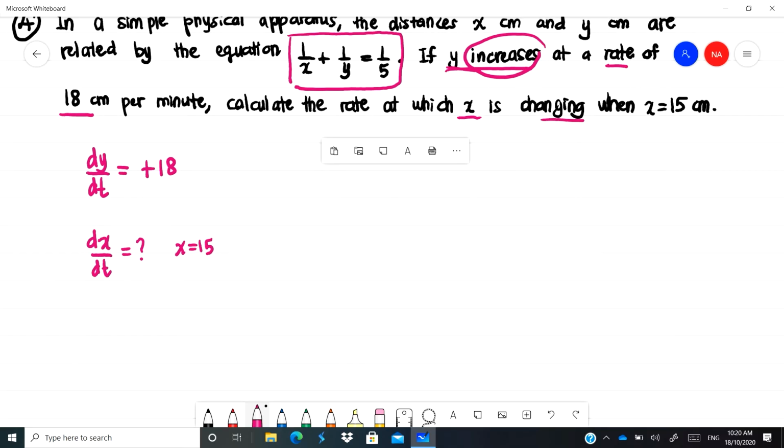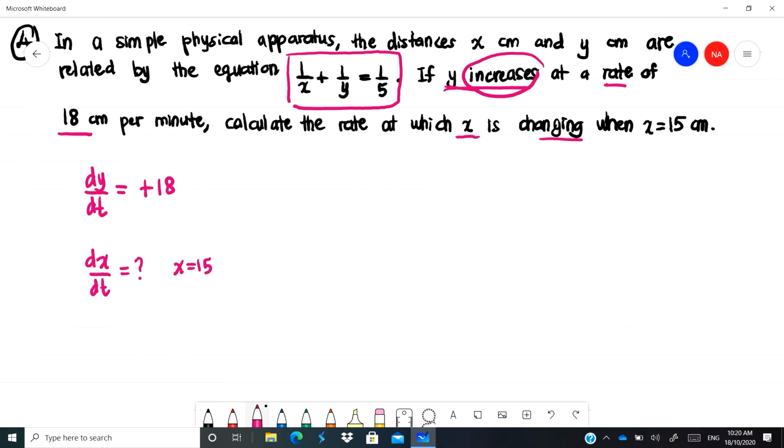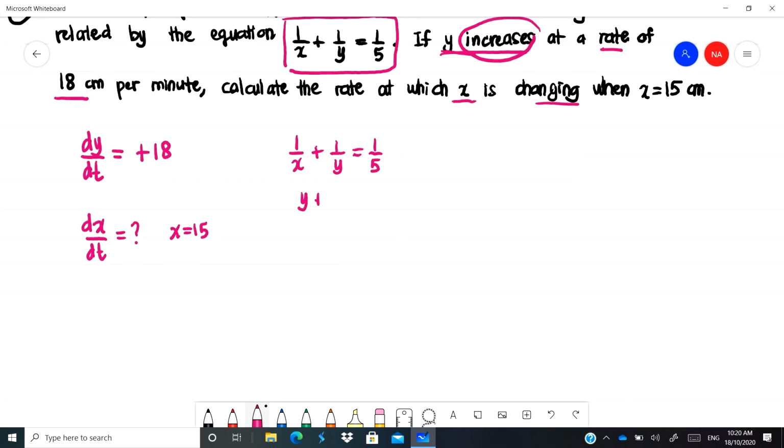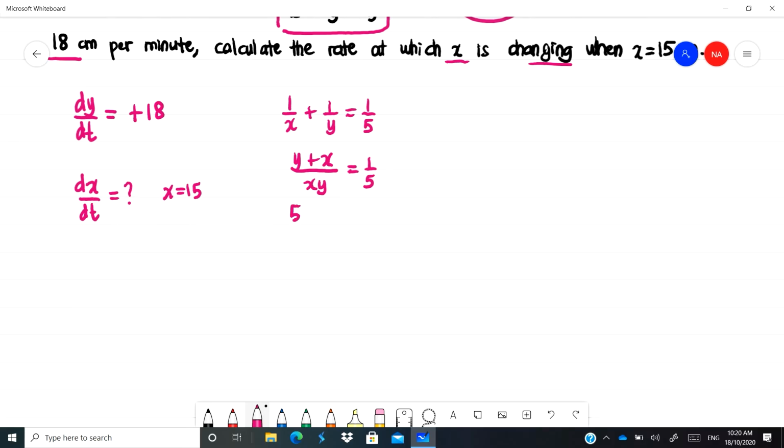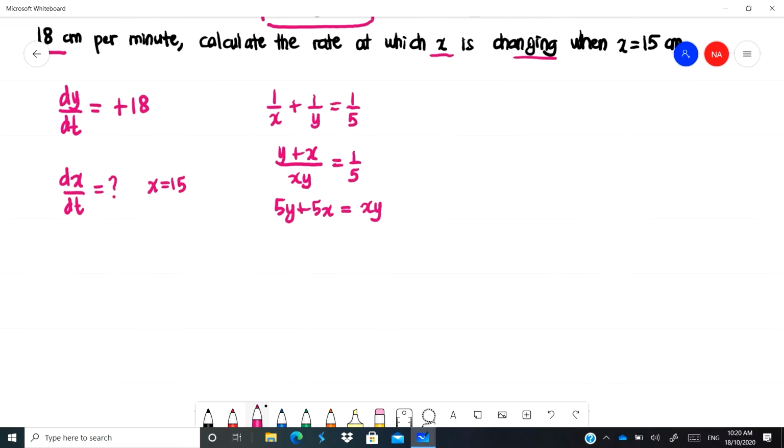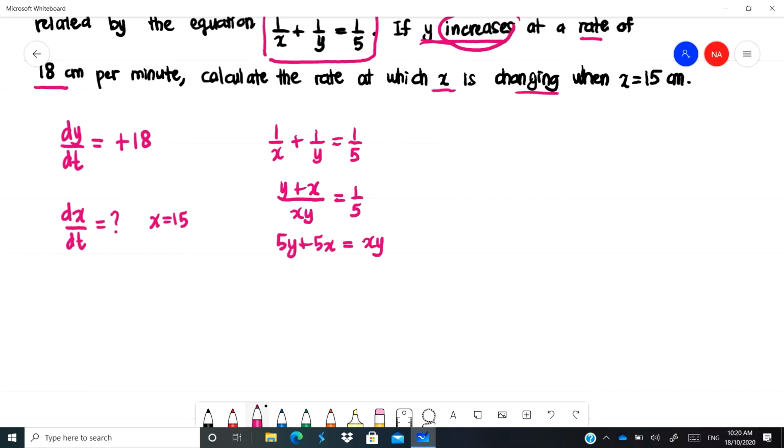Okay, so to do that, we try to rewrite the equation given. So we are given 1 over x plus 1 over y equal to 1 over 5. So we'll have (x + y) over xy equal to 1 over 5. So we will have 5y plus 5x is given by xy. All right, so we can actually differentiate this using implicit differentiation.